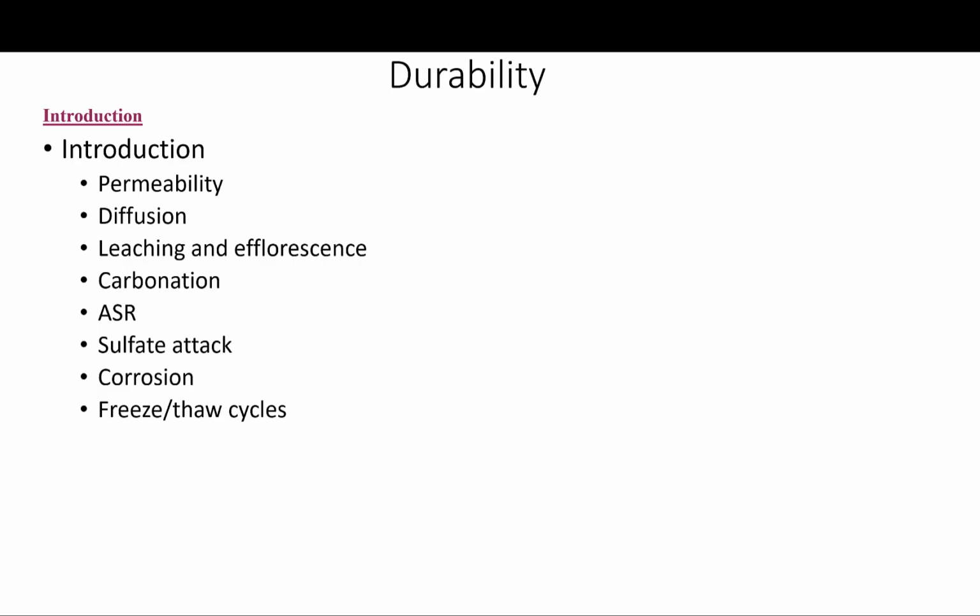So the major factors of damage we will be looking at, first of all, we need to understand, if you remember, the segregation. When we have segregated concrete, we compromise the integrity of the concrete. Concrete becomes more permeable, will allow the diffusion of other unwanted elements into the concrete, which will cause other forms of damage. So we will study permeability, diffusion, the leaching and efflorescence, why it happened, what causes it, the carbonation, alkali-silica reaction, sulfate attack, corrosion, and freeze and thaw cycles. These are the major durability issues.